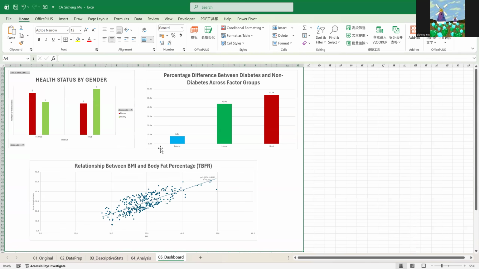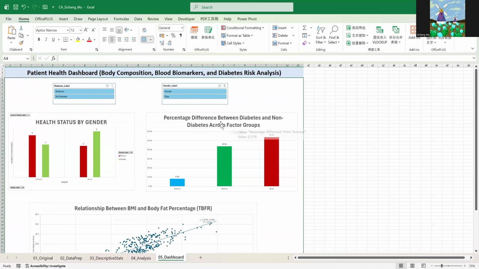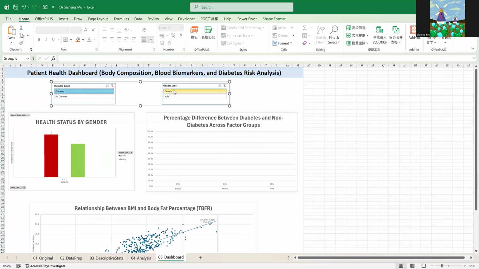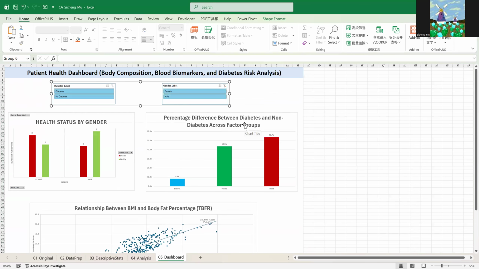And here is the final dashboard. It includes two slicers that allow you to filter by gender or diabetes, like this. And each chart is linked to one research question. The layout makes it easy to compare different subgroups and explore the dataset without going to another sheet.